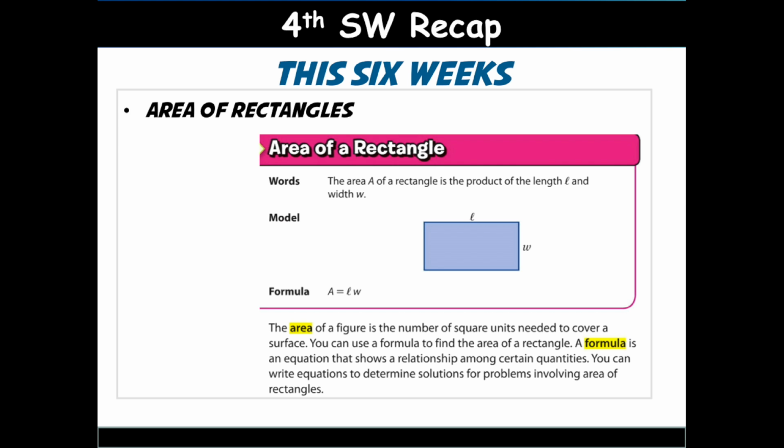So if your length is 4, cut it into 4 columns. If your width is 2, cut it into 2 rows. If you can picture what I'm describing to you, you've got yourself 8 squares. If you were to use the formula, 4 times 2, 8. And again, make sure you look at the word formula. It's pretty much an equation that helps you solve something.